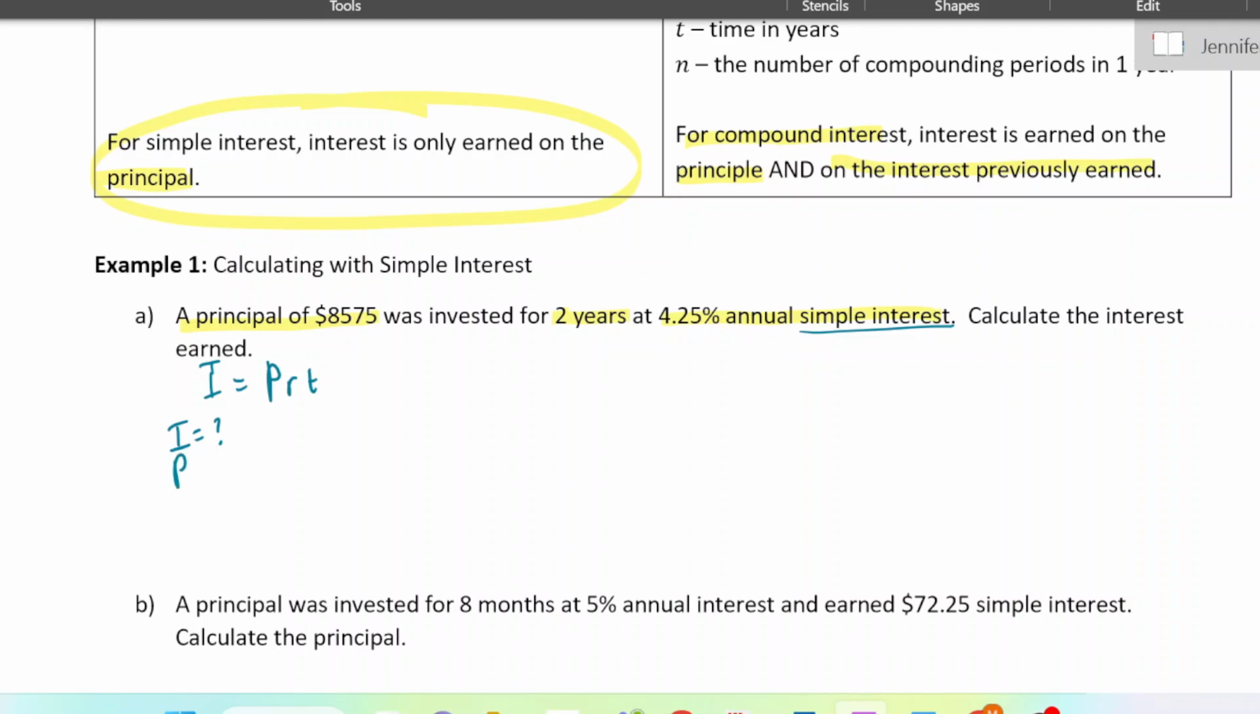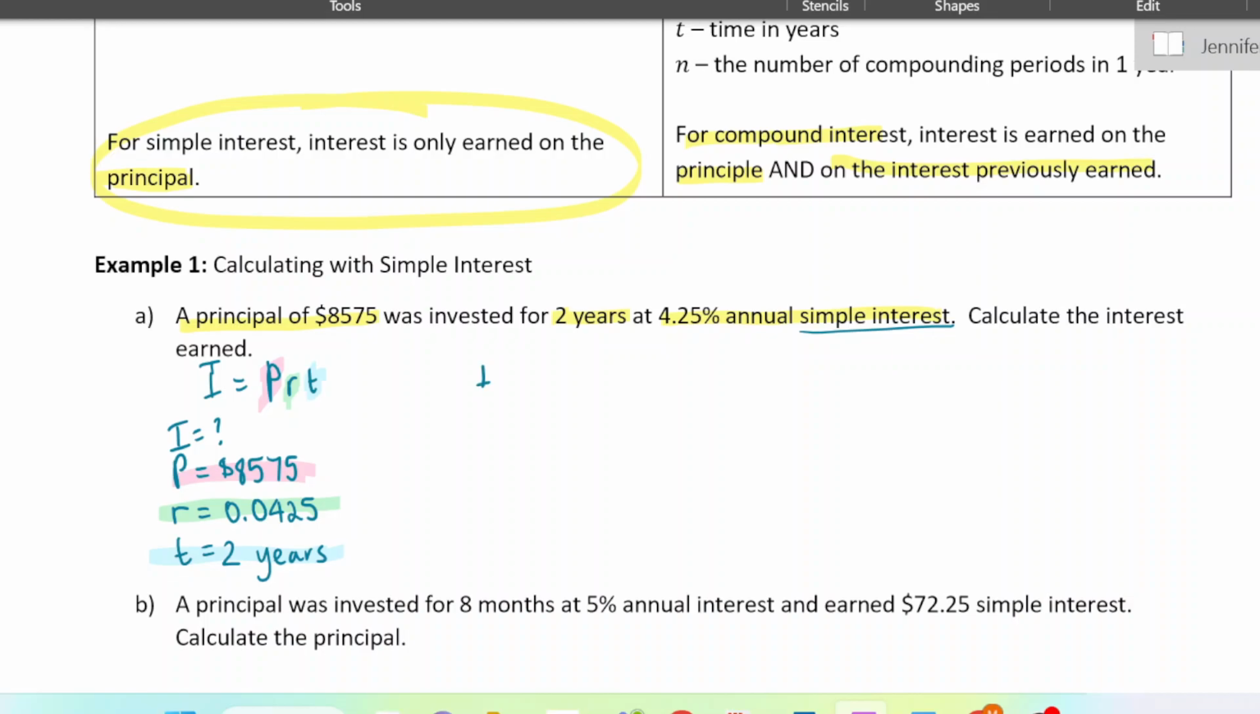We know that the principal is 8,575. We know that the interest rate, we have to write it as a decimal, so it's 0.0425. Move that decimal place over twice when you convert it to a decimal. And then the time is 2 years. So I'm just going to put those three numbers into the equation, we're starting with a pretty simple one here, and then calculate. Okay, so here we go.